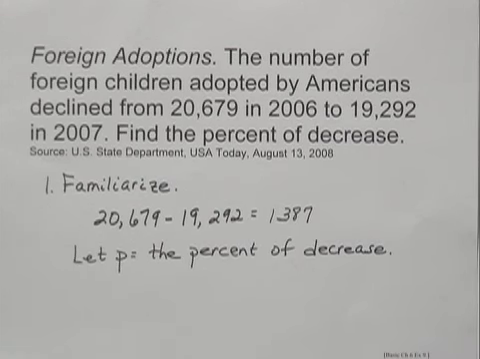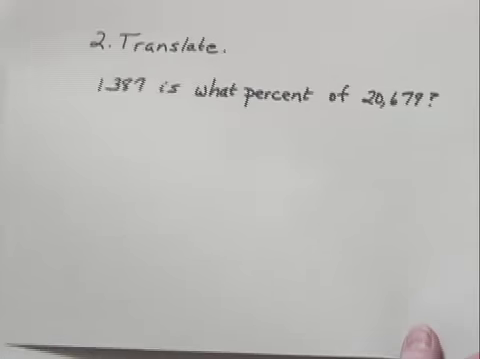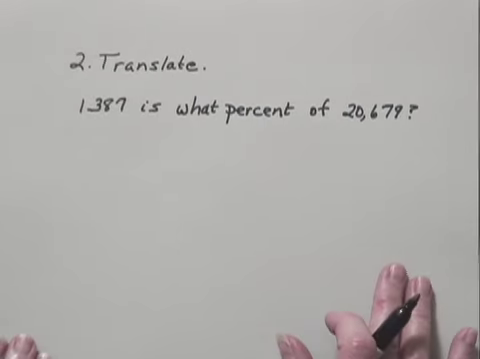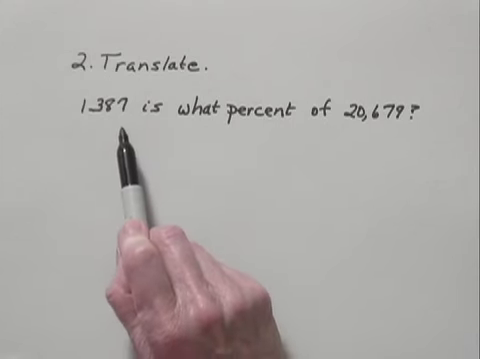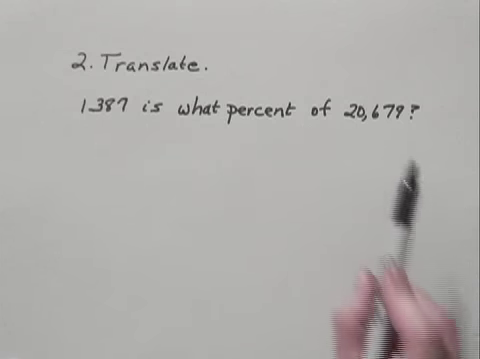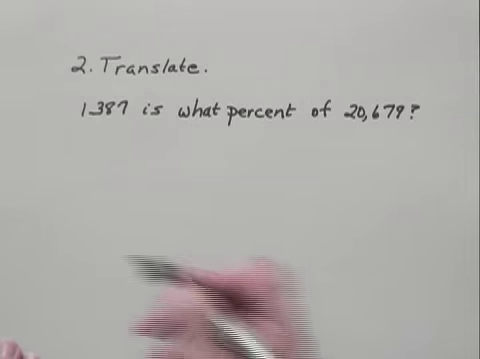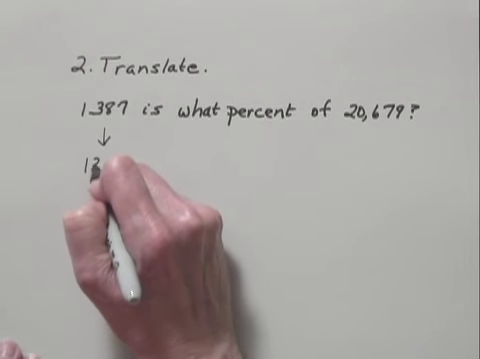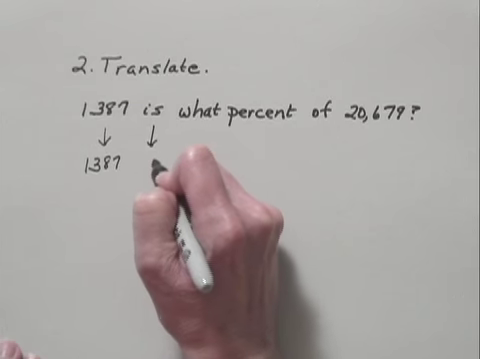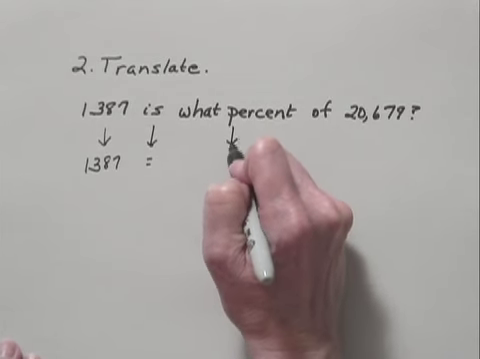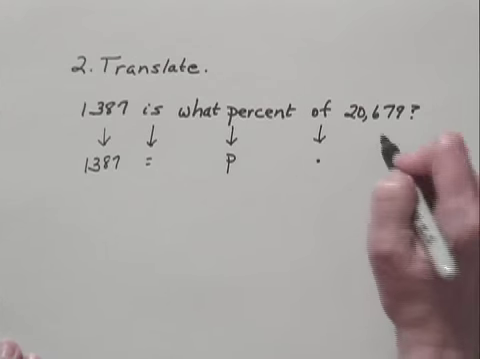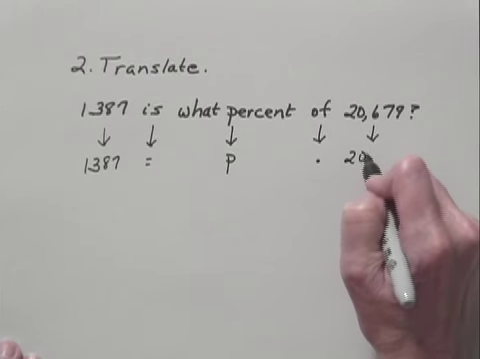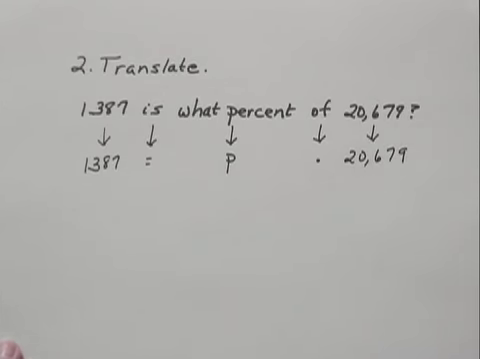Now we're ready to move to the second step of the process, which is to translate to some kind of mathematical language. And we can translate this to an equation. What we're looking for is the answer to this question: 1,387 is what percent of 20,679? So we can translate, this is 1,387 equals, what percent, we're letting P represent that, remember, of translates to multiplication, and we have the number 20,679 here. So this is the equation that we want to solve.